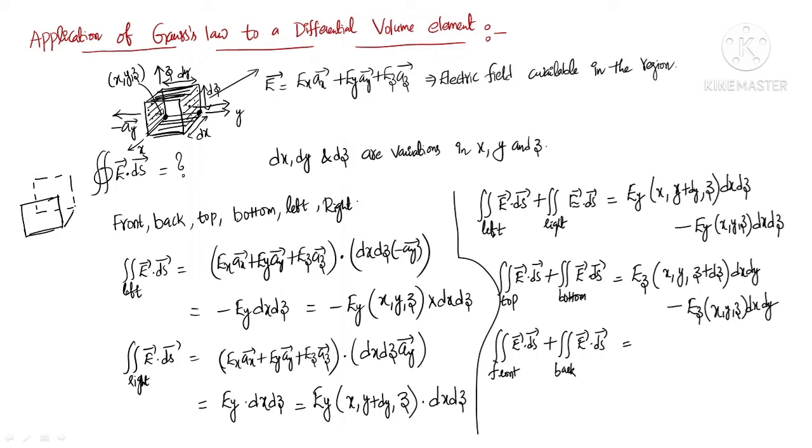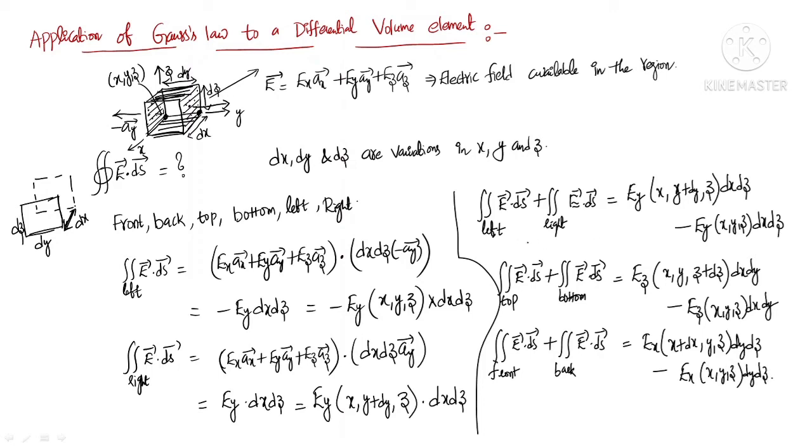Now between the front surface and the back surface, what is the variation which we can observe? dx is the variation. We have moved from the back to the front, or from the front to the back. What is the summation of these two integrals? It is Ex evaluated at x plus dx, y, z, and the area of this vector is dy multiplied with dz, minus Ex evaluated at x, y, z, dy dz.